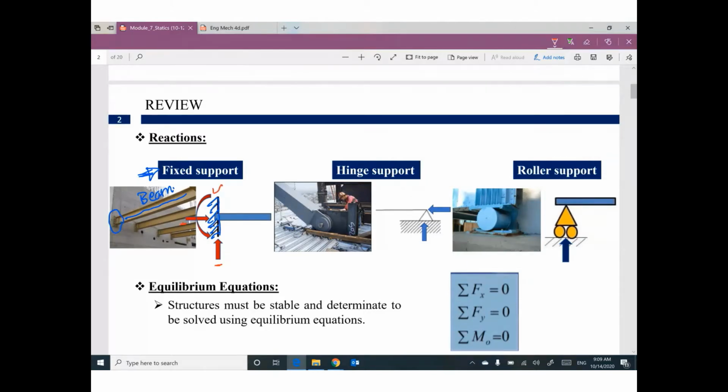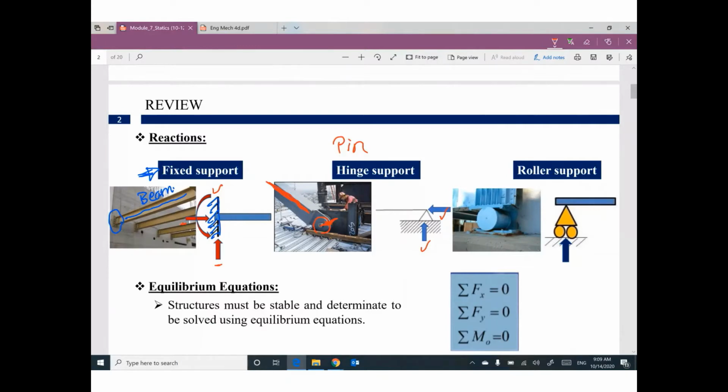Sometimes your support looks like a hinge, or sometimes we call it pin support. We have a member here, connected to this support by this assembly. Looks like a hinge. If your support looks like a hinge, we have two reactions only, one vertical and one horizontal.